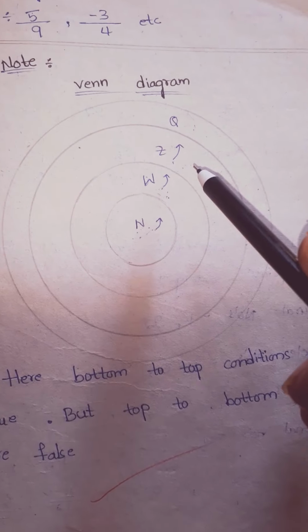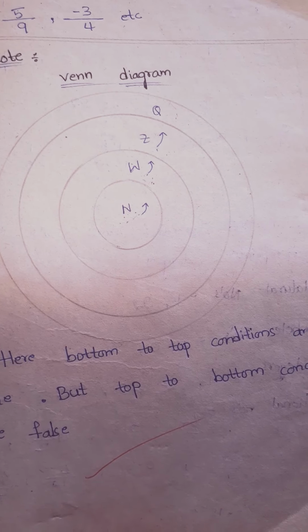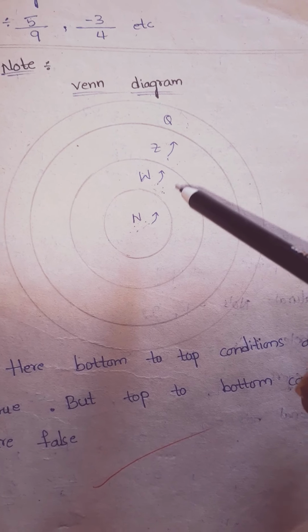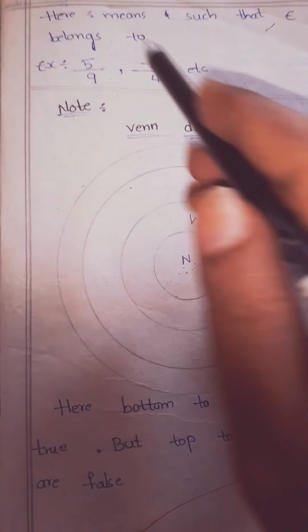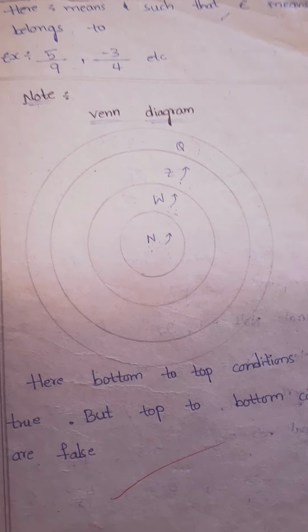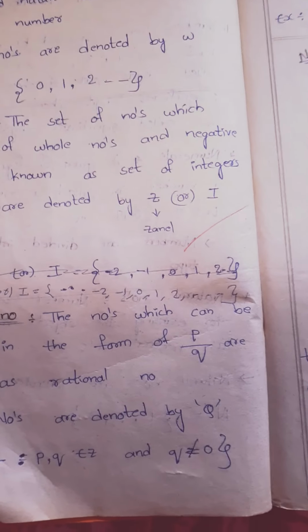Next, every integer is a rational number, children. Every integer is a rational number, but every rational number is not an integer. Why? Because rational numbers are in the form of p by q, but integers are not in p by q form. So in this way we will learn, children.